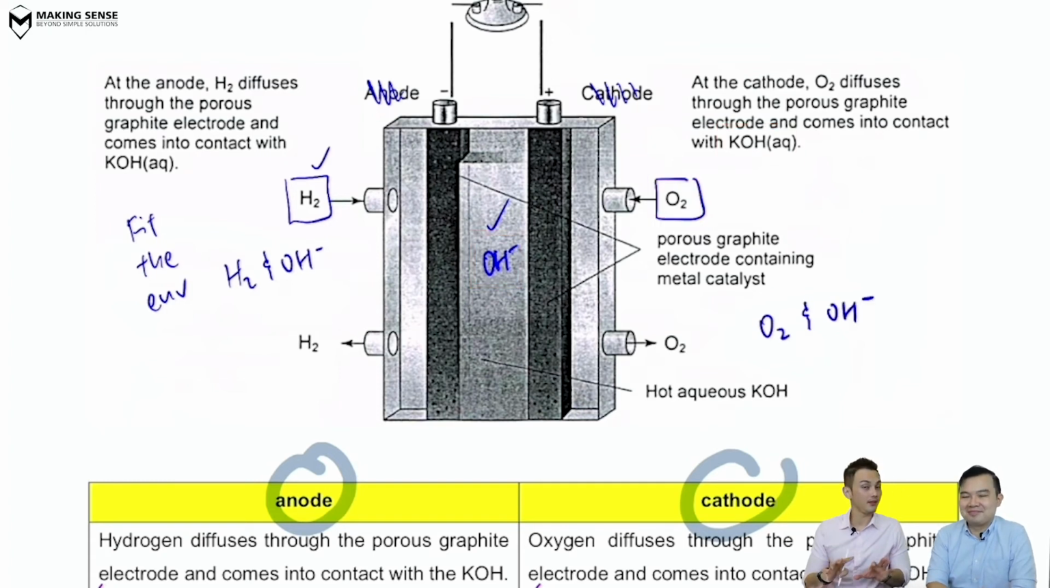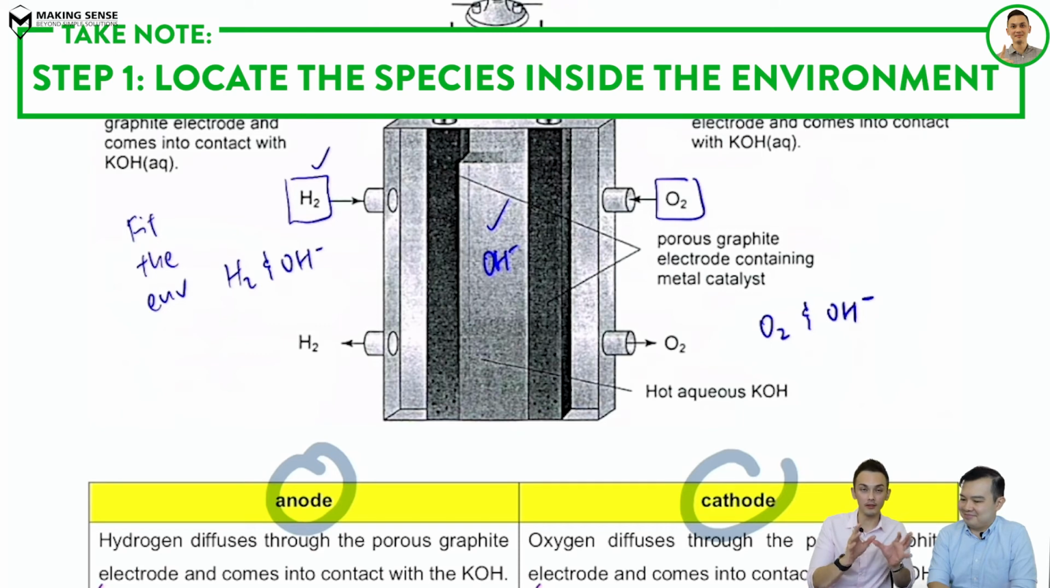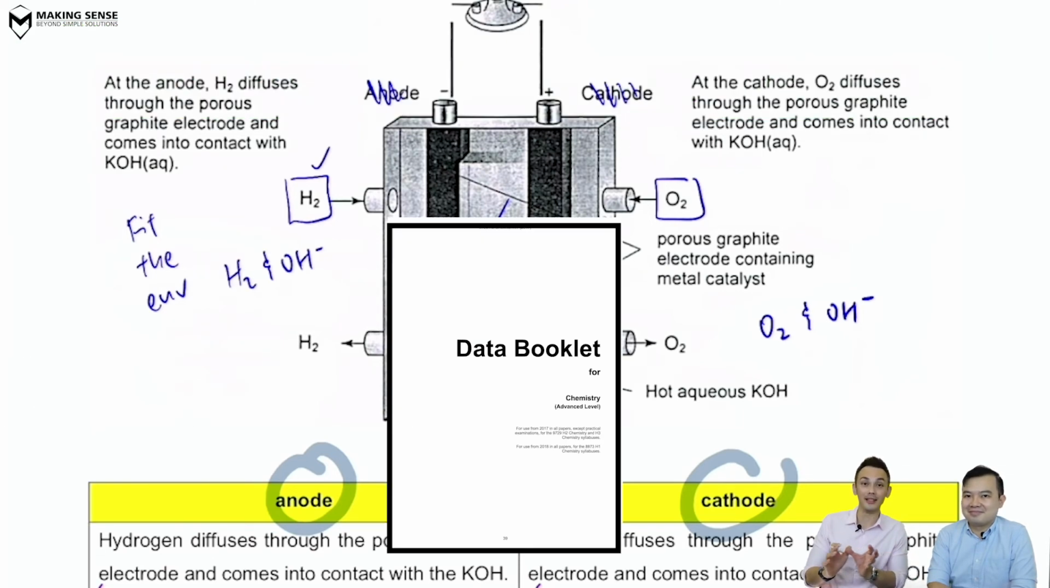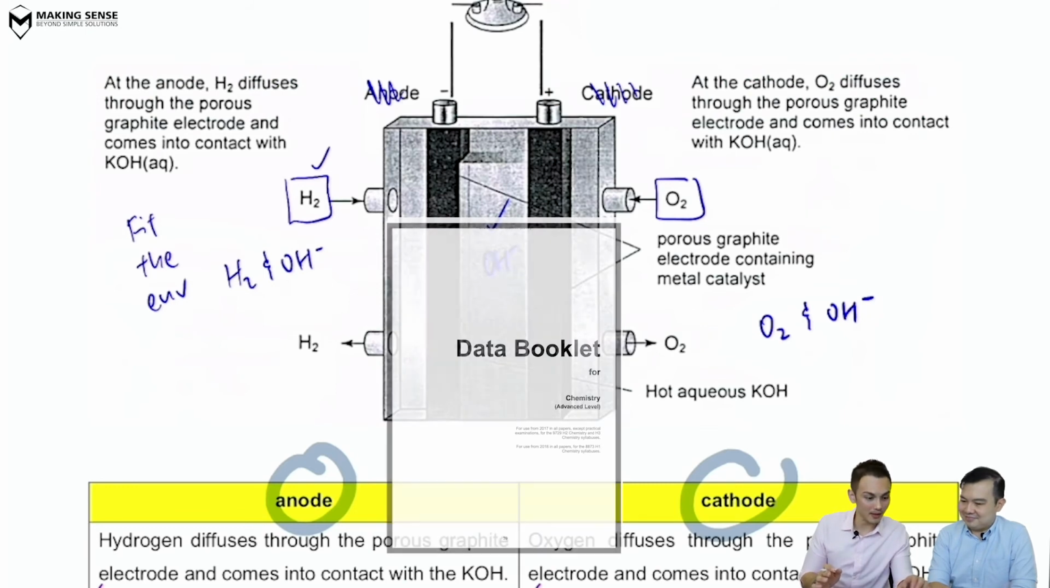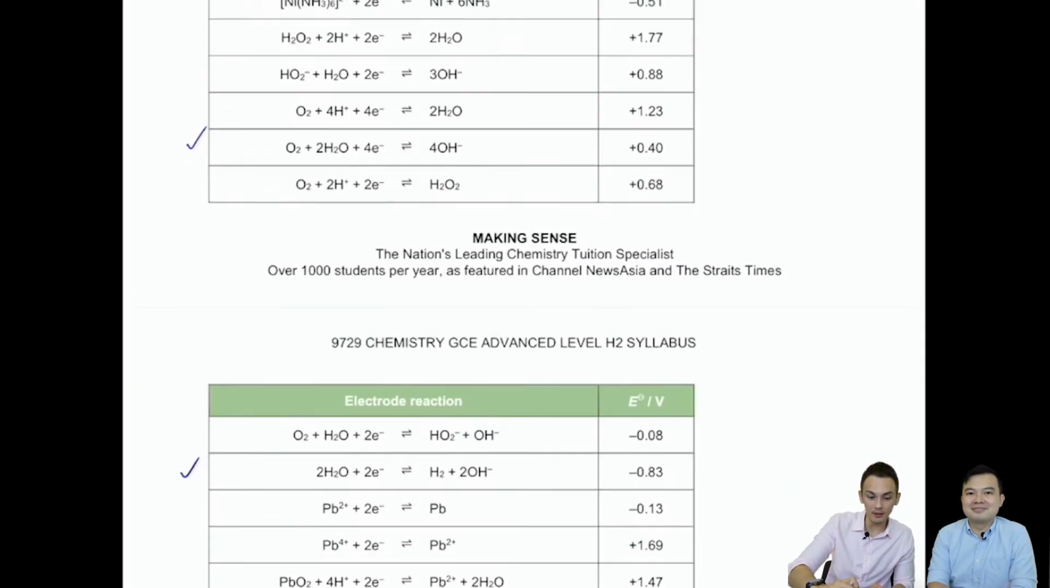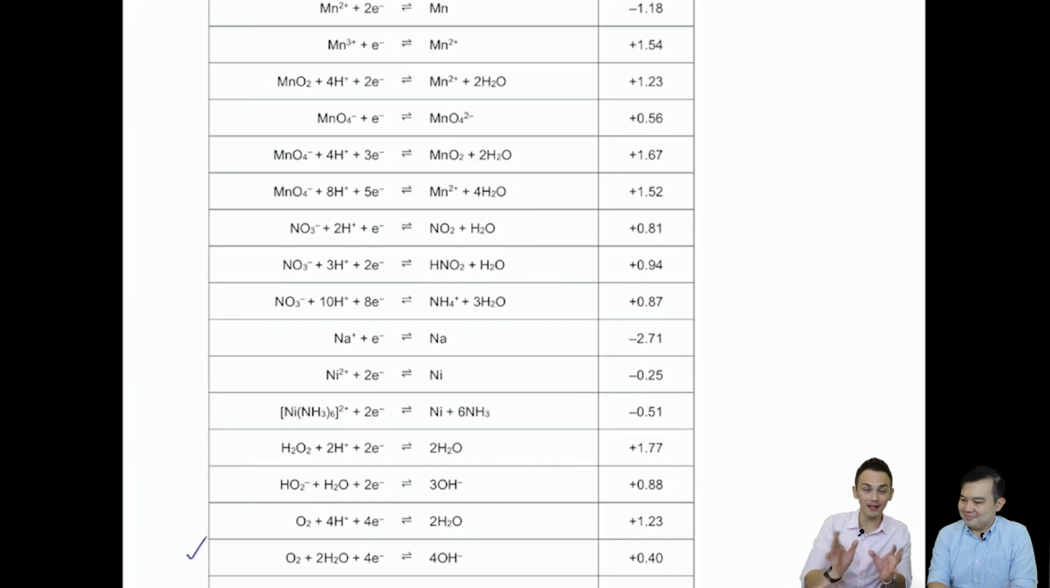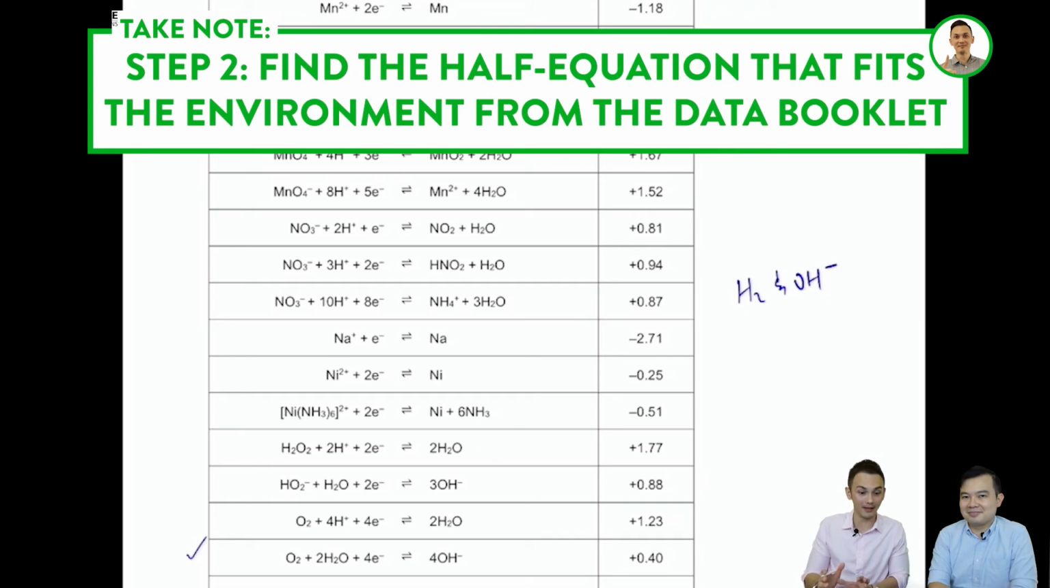Okay, so the first thing that we have done is we have located what are the species inside the environment. Okay, the next thing we're going to do is we're going to browse through the data booklet together. Okay, so let's do it. We go to the data booklet. Now, as you glance through the data booklet, it doesn't matter whether it's on the left-hand side or the right-hand side, it doesn't matter. All we want is to fit the environment. So you're going to glance through the entire data booklet, find the equation that has H2 and OH minus, right?